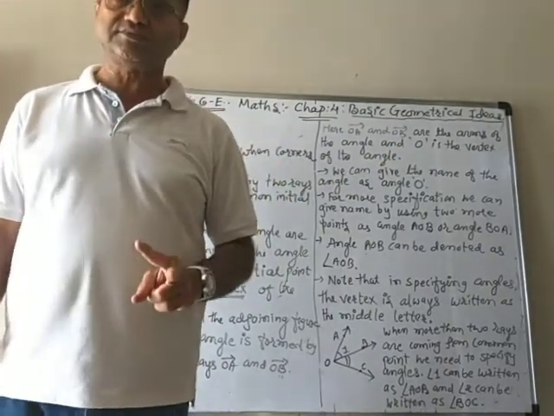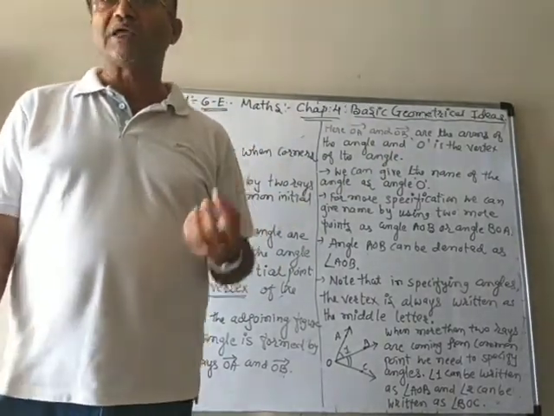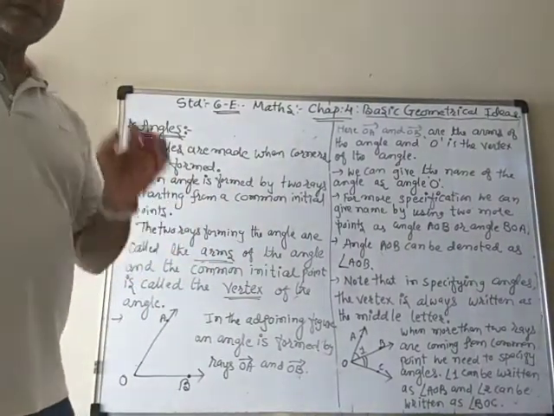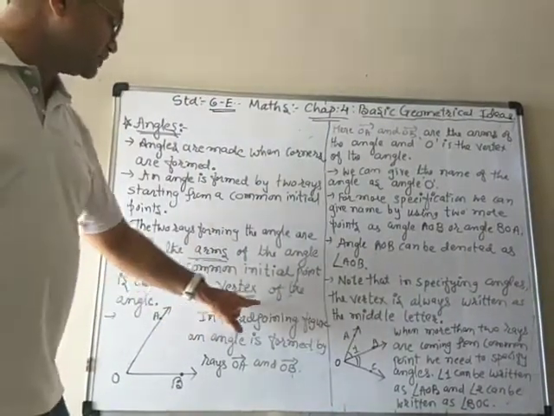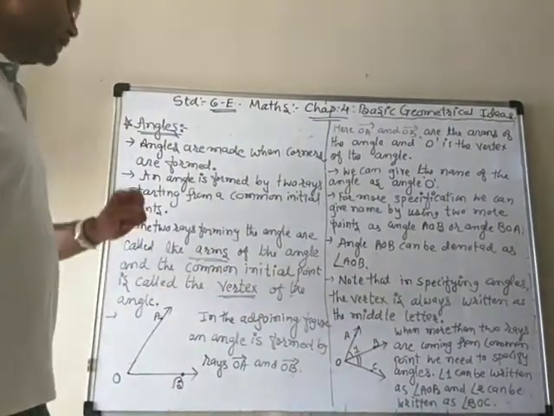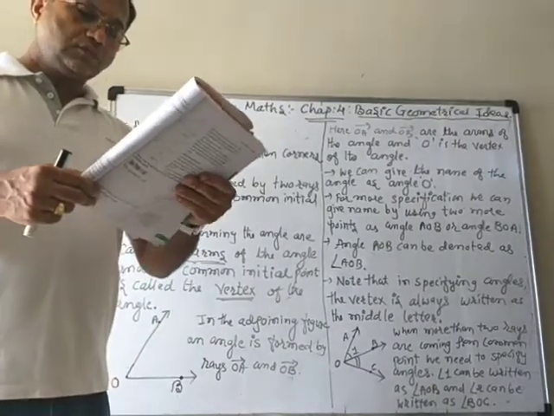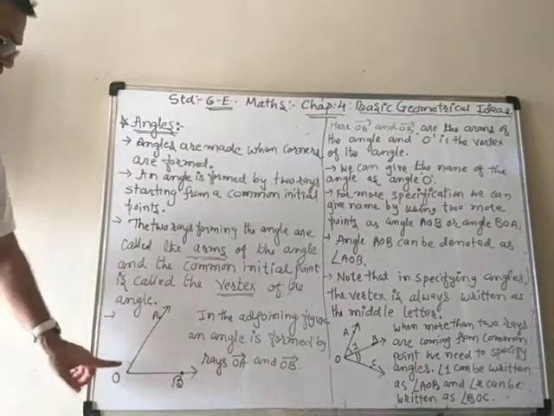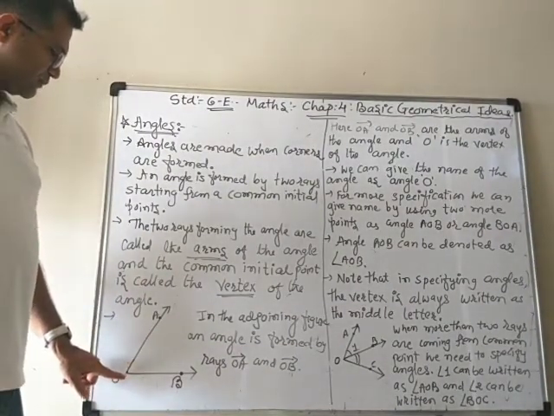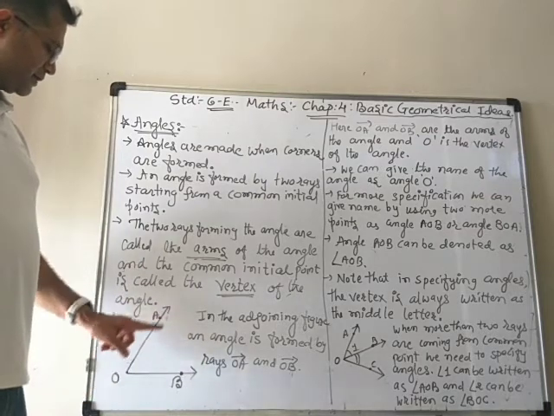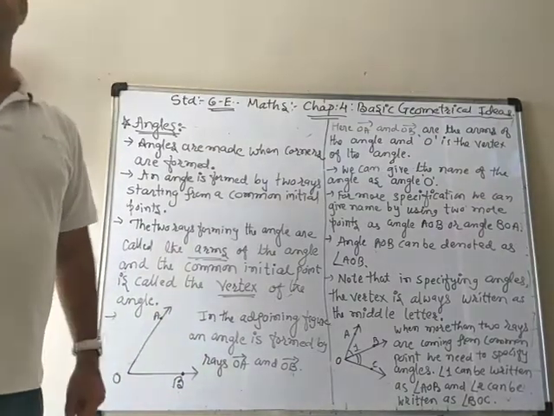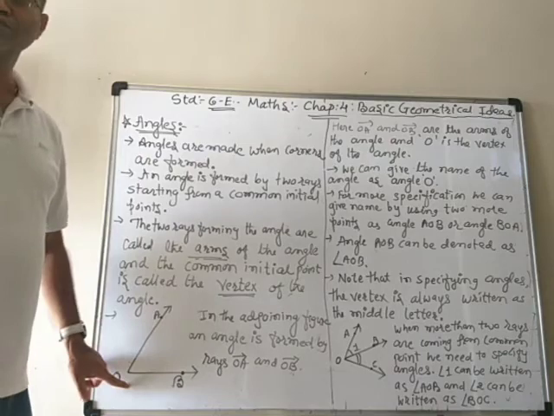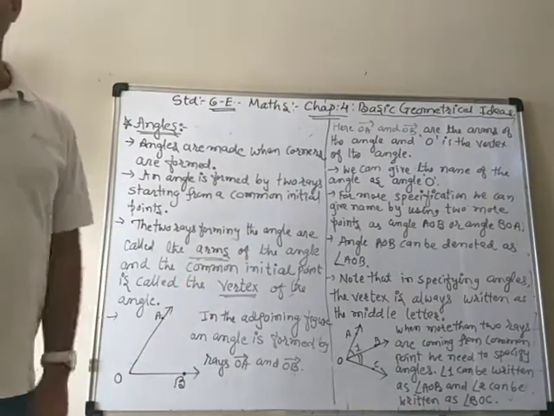And those two rays by which the angle is formed are known as the arms of the angle, and that common point is known as the vertex of the angle. Now here you can see that a picture is drawn in which, from the point O, a ray OA is coming out and ray OB is also coming out. So they have the common initial point O. So we can say that this is an angle.